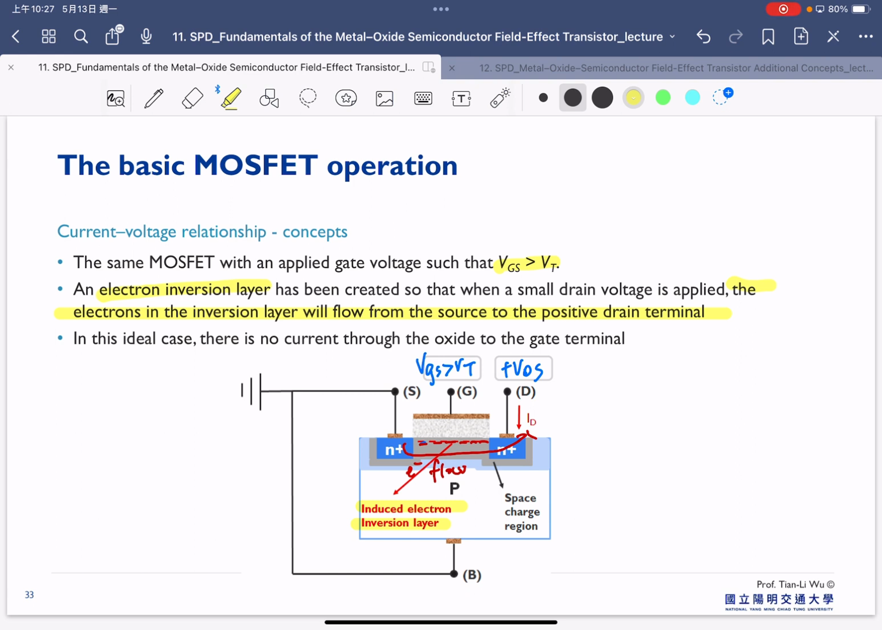And just a reminder that right now we consider the ideal case that there's no current flow in this gate oxide region, because we assume there's no electron tunneling, no quantum tunneling, no gate current. But of course, in reality, this is not true. But right now, we try to simplify the case.